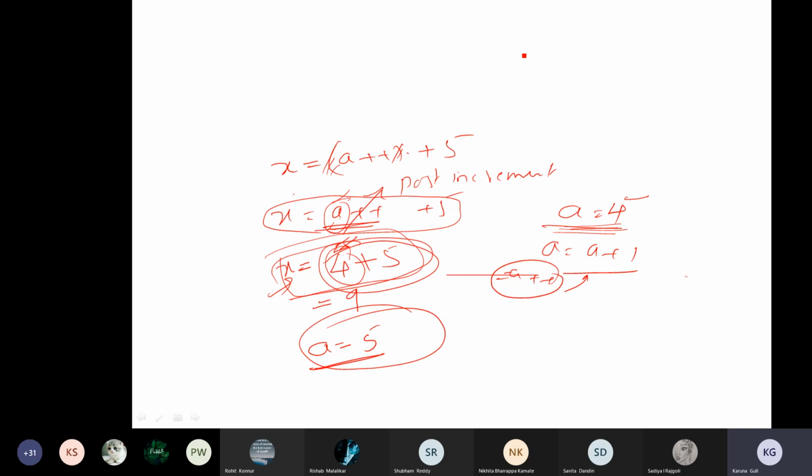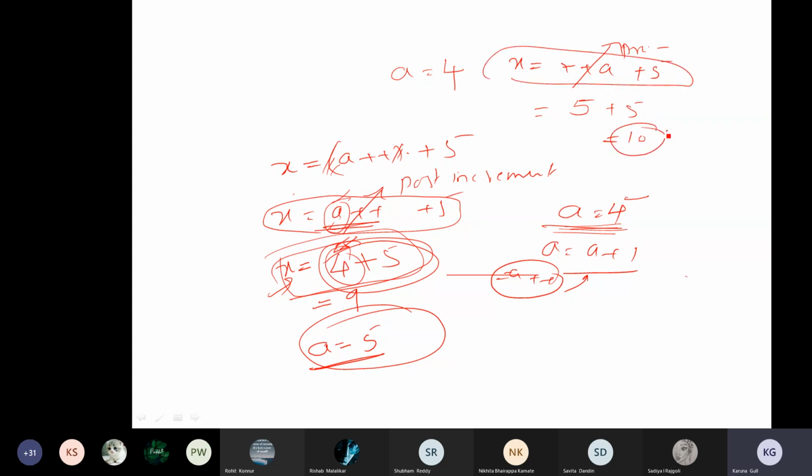I'll take one more example. x is equal to plus plus a plus 5. What kind of operation is this? Pre-increment, correct. Again, I'll take a as 4 now. So now look at this. I'm going to take 5 plus 5 and get 10. So if you write like this, you are expecting output as 10. If you write like the earlier one, you are expecting x value as 9.